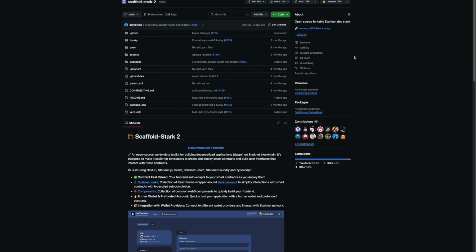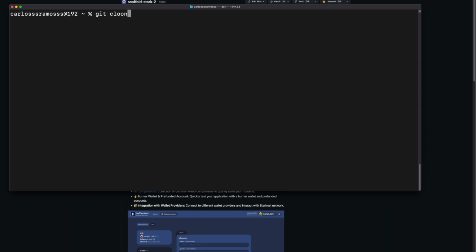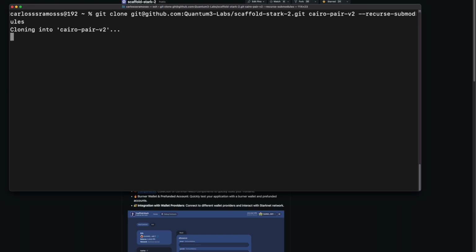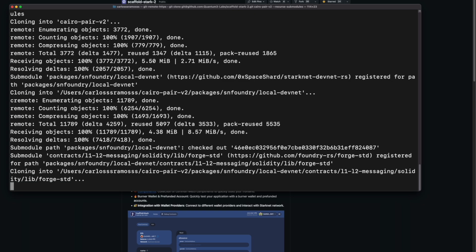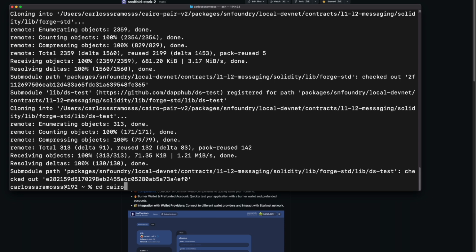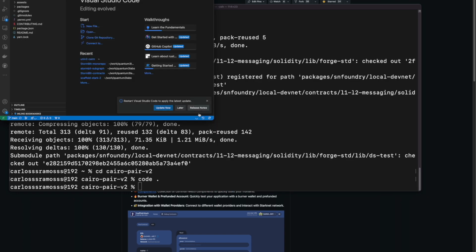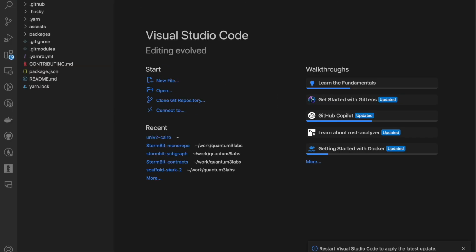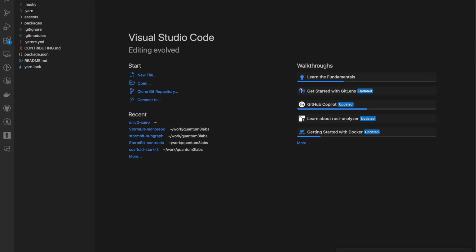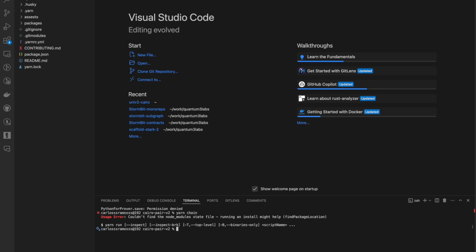So I'm going to be cloning this first, and I'm going to give it a name. I'm going to call it Cairo pair v2, and I'm going to include the modules. All right. Then I'm going to go into this repository here, Cairo pair v2. I'm going to open my code editor. I'm going to place it such that we can see clearly. Increase the size a bit. Going to open the terminal here as well. I'm going to yarn install.